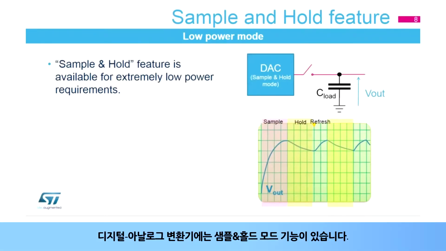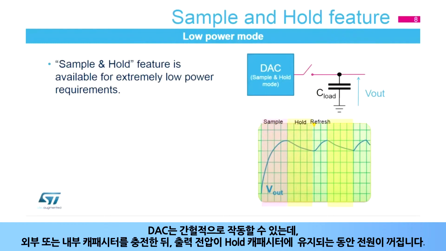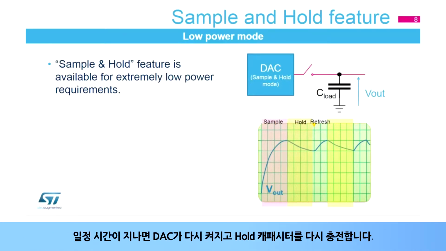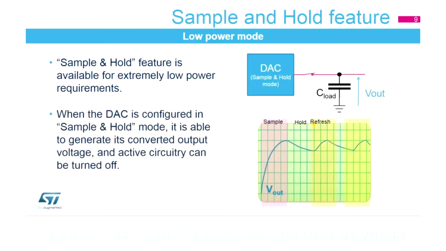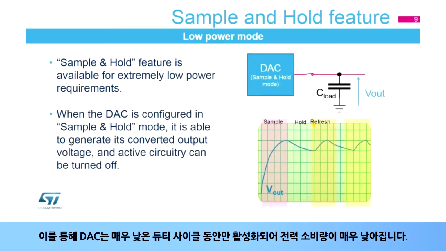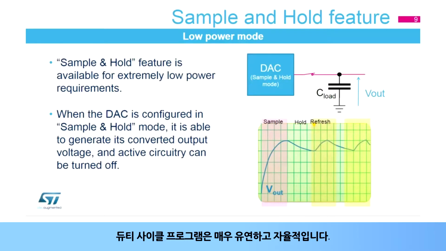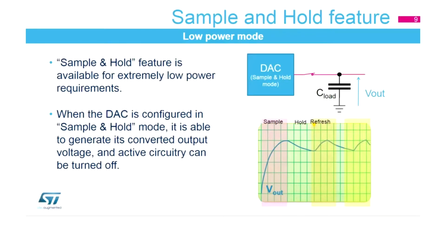The digital-to-analog converter has a sample and hold mode feature. The DAC can work intermittently, charge the external or internal capacitor, and be powered down while the output voltage is kept on the hold capacitor. After a certain period, the DAC is powered back on again and recharges the hold capacitor. By doing so, the DAC is only active during very low duty cycles, resulting in very low power consumption. The duty cycle program is very flexible and autonomous.